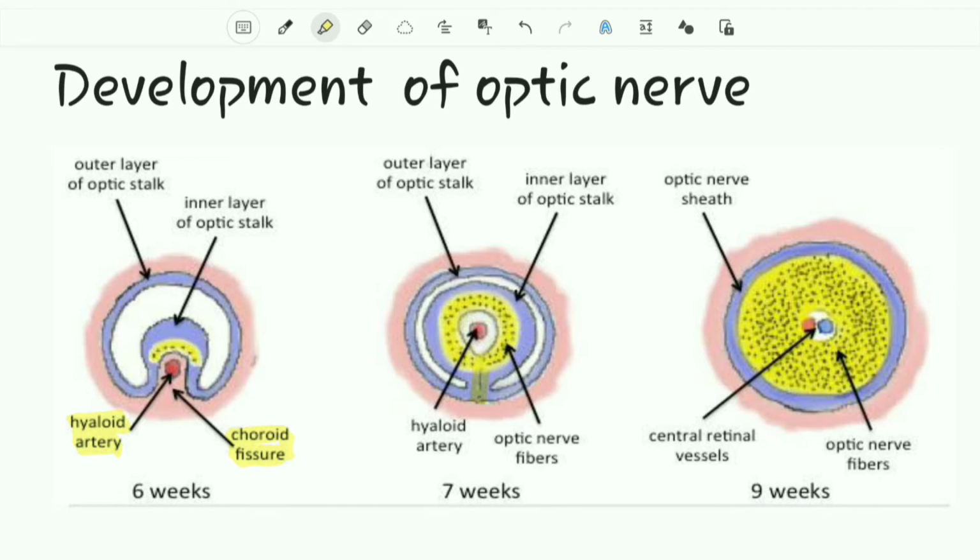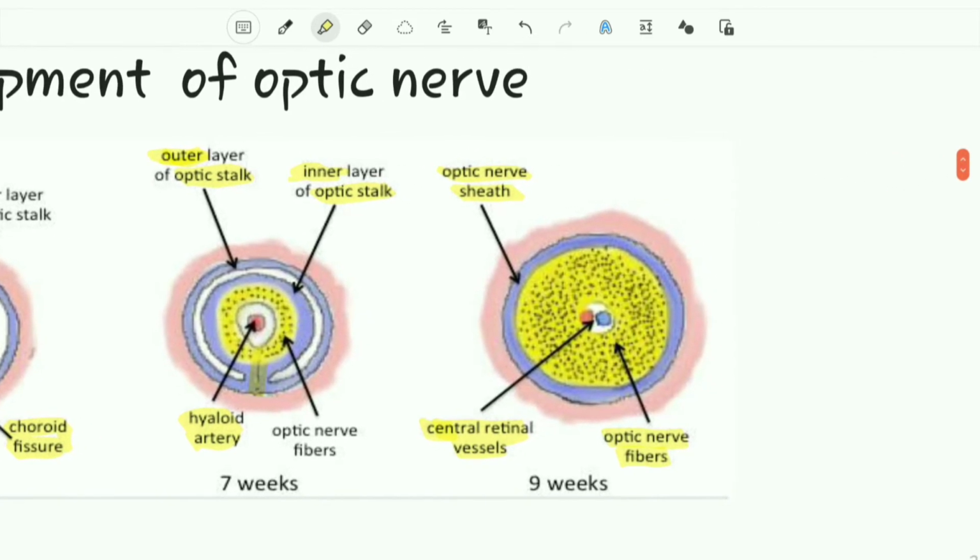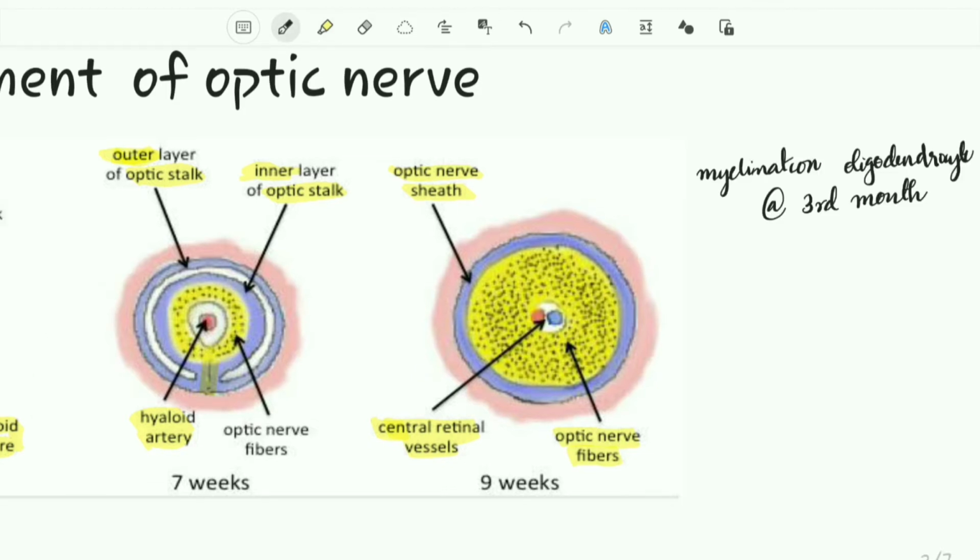Also, the gap between the inner and outer layer of the optic stalk is disappearing. The hyaloid artery becomes the central retinal vessels, and it is surrounded by the optic nerve fibers and optic sheath. A few additional facts about the optic nerve: it is myelinated by oligodendrocytes in the third month. The optic nerve is surrounded by meninges and subarachnoid space filled with CSF.